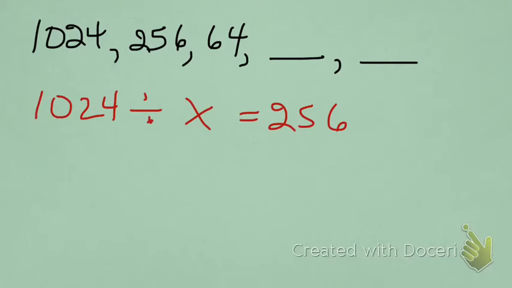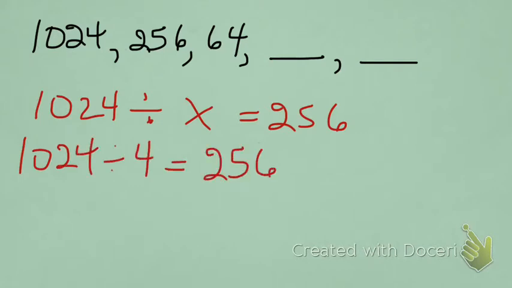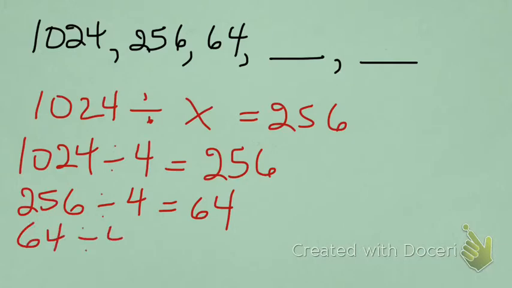1024 divided by 4. Hey, that's 256. 1024 divided by 4 is 256. 256 divided by 4 is 64. Let's keep doing this. How about 64 divided by 4? That would give us 16. And if we keep on, 16 divided by 4, well, that is 4.